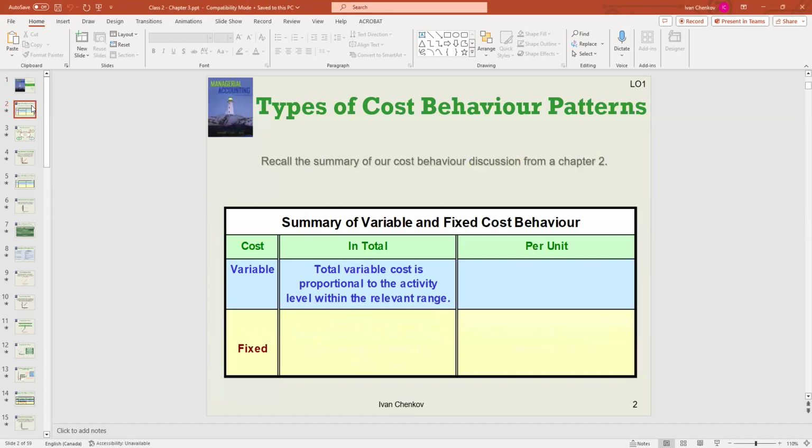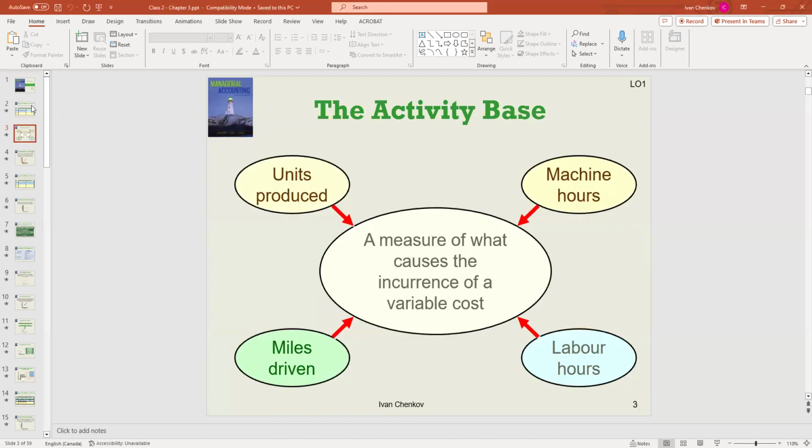Variable cost, as we said before, total variable cost always grows proportionally to the level of activity within the relevant range. What that means is if we use it, we have to pay for it. If we don't use it, we don't have to pay for it. More we use it, more we have to pay. Less we use it, less we have to pay. What drives the cost then?